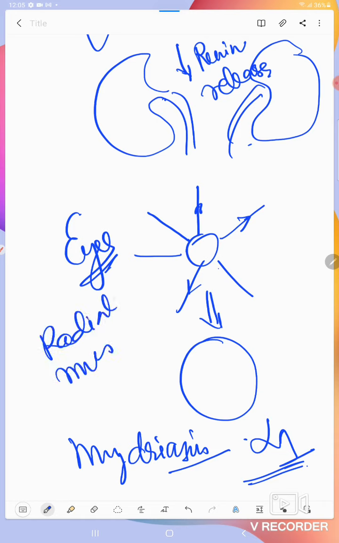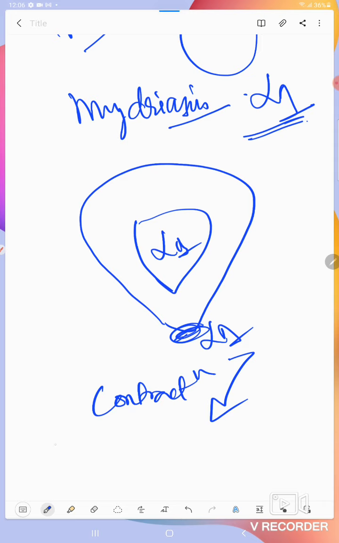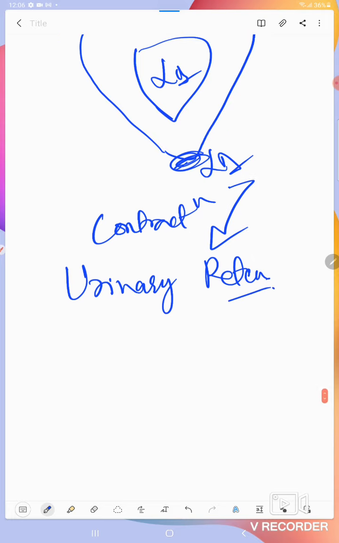Now last but not the least, that is the bladder. In the bladder you have an area known as the trigone. In the trigone and the sphincter, you have alpha 1 receptors, and it leads to contraction. As a result of this contraction, there is urinary retention. So that was all about the alpha 1 receptors.